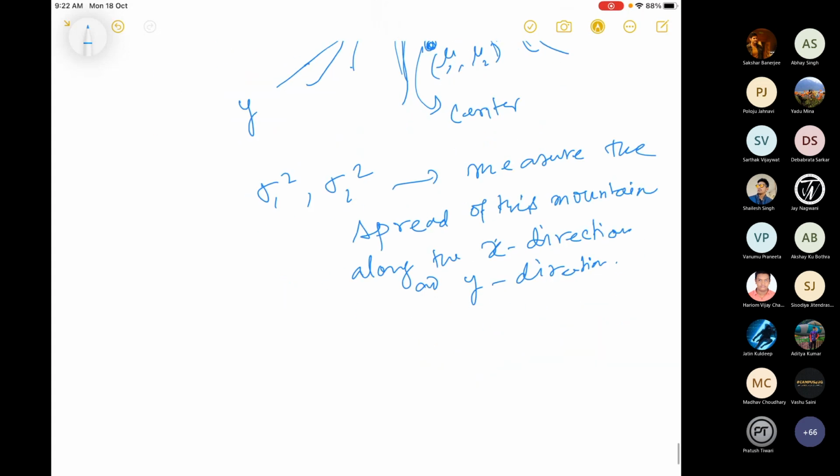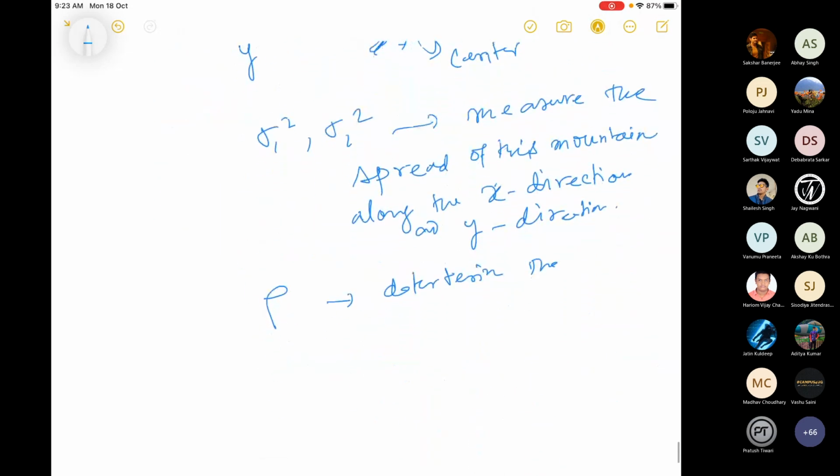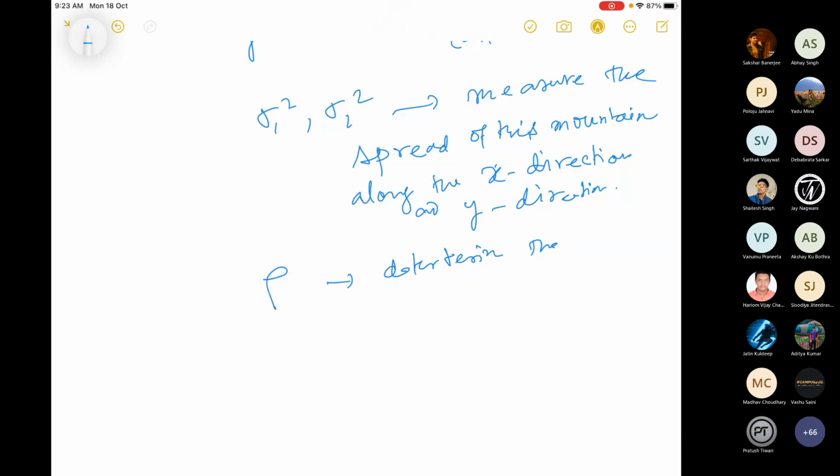And rho is also a parameter, so rho will determine the shape, whether it is a little flat, whether it is a little high, and so on. Because I just said the center is surrounded by a mountain, and how much it will vary along this is sigma 1, sigma 2. But I did not say anything about the height. So there will be a shape, like how the mountain is spread. What is the top and how is the slope of the mountain.